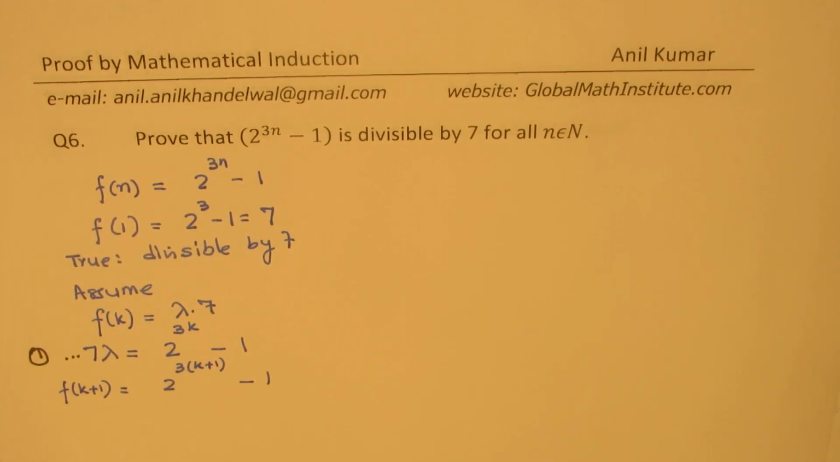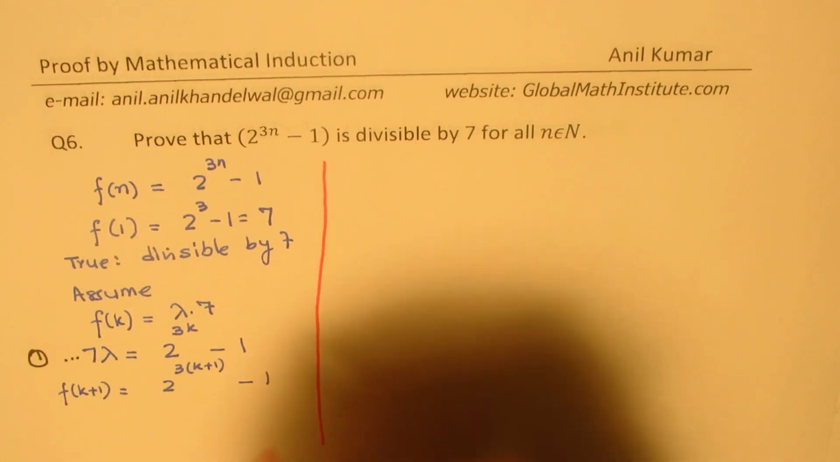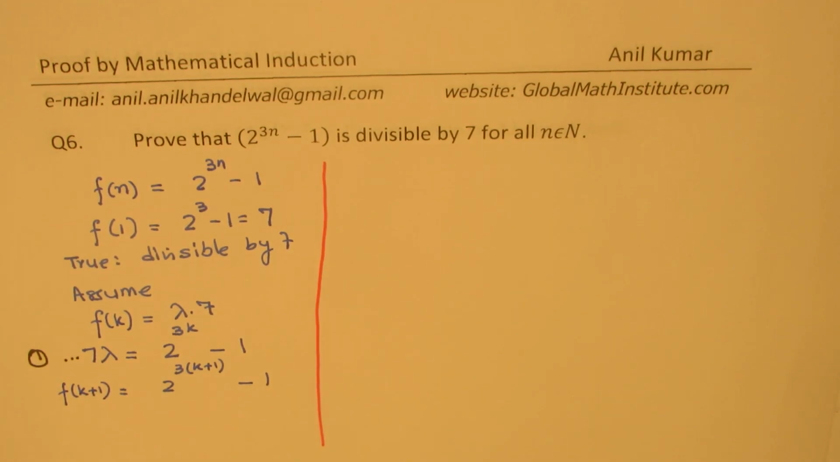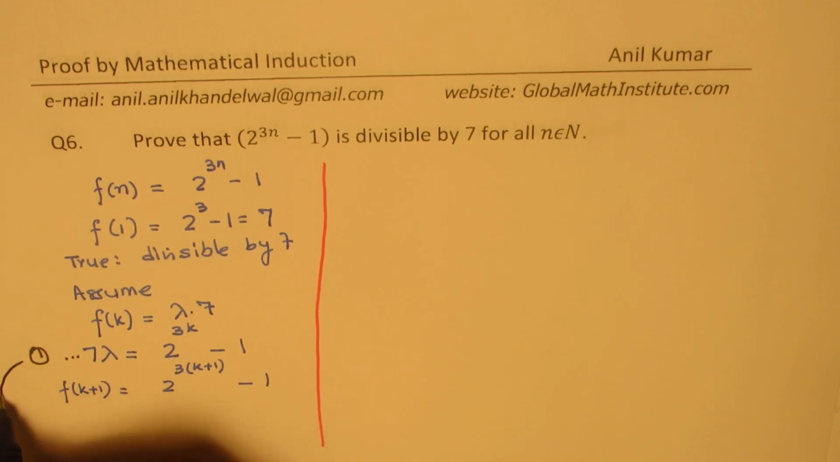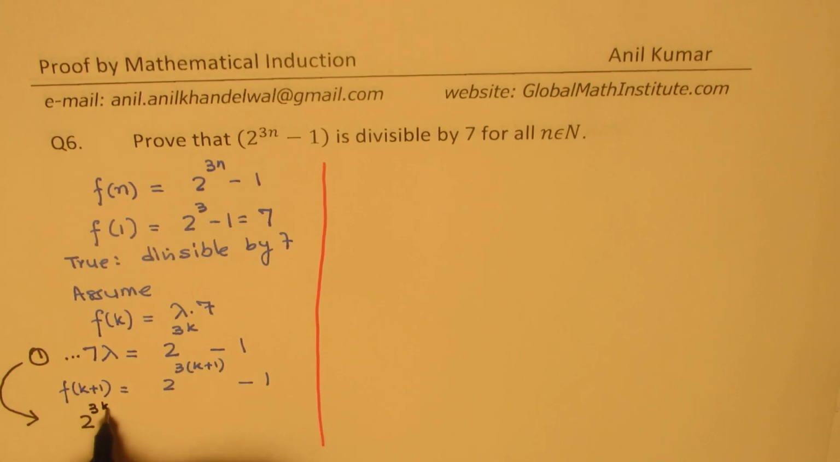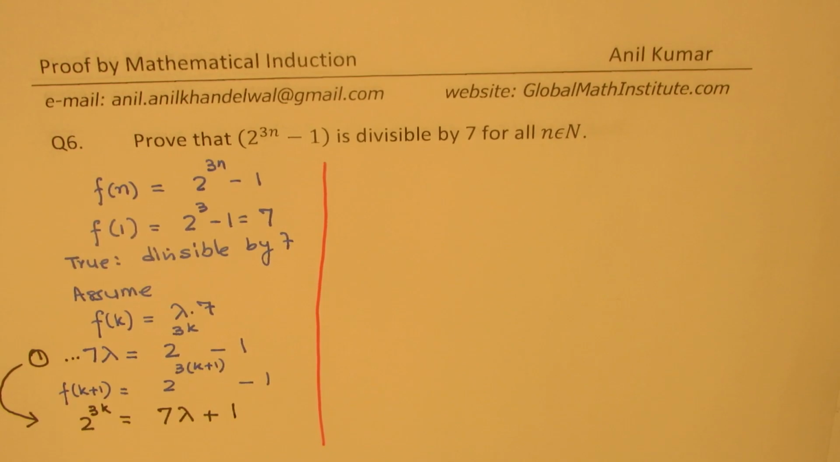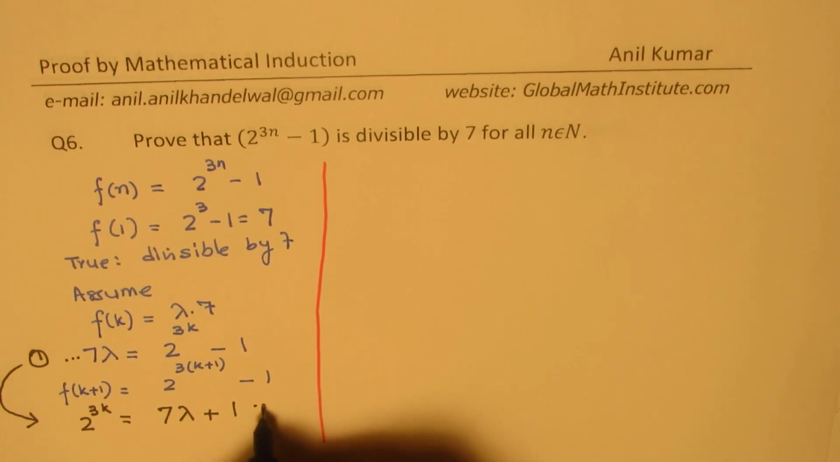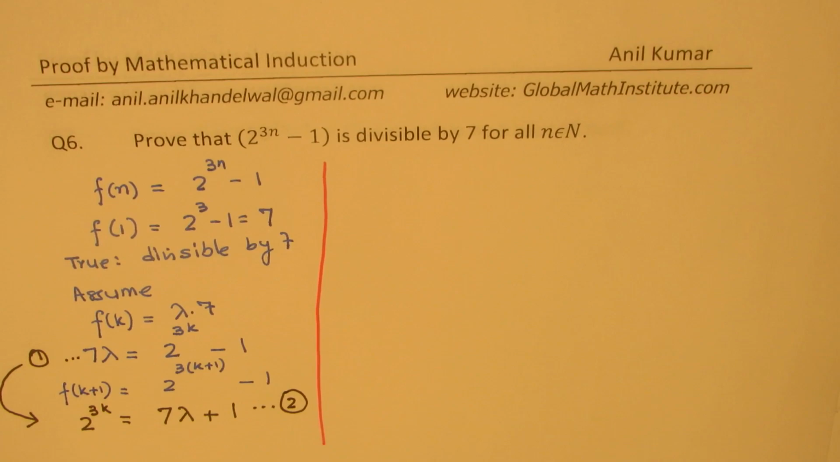Let's take it to the right side to rearrange and then prove it. What I will do in this particular case, you see, we have 2 to the power of 3k minus 1 as 7 lambda. So equation 1 can be rearranged and we can actually write 2 to the power of 3k as also equal to 7 lambda plus 1. So I'm changing my strategy a bit. I'm going to use this equation number 2 to this time prove by induction.